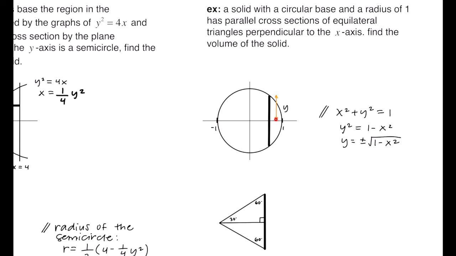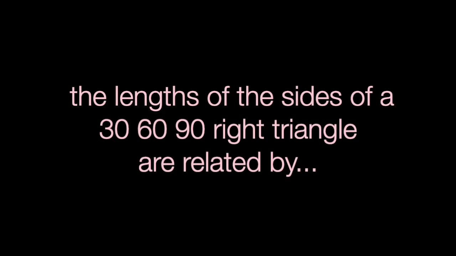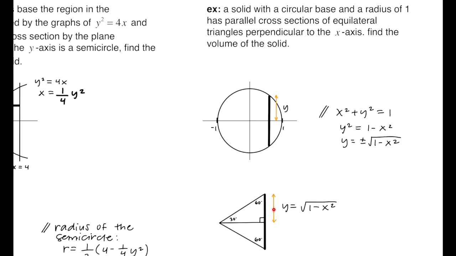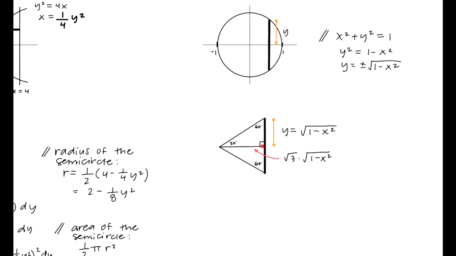So when we have y just from here to here, that y is equal to the positive square root of 1 minus x squared. So this part of the segment corresponds to right here, and that's y equals the square root of 1 minus x squared. This is a 30-60-90 triangle. If you have a short side and you need to get to the long side, then you multiply this by root 3. So the length of this side is going to be root 3 times the square root of 1 minus x squared. Because our cross-sections are perpendicular to the x-axis, this is going to be a dx problem.